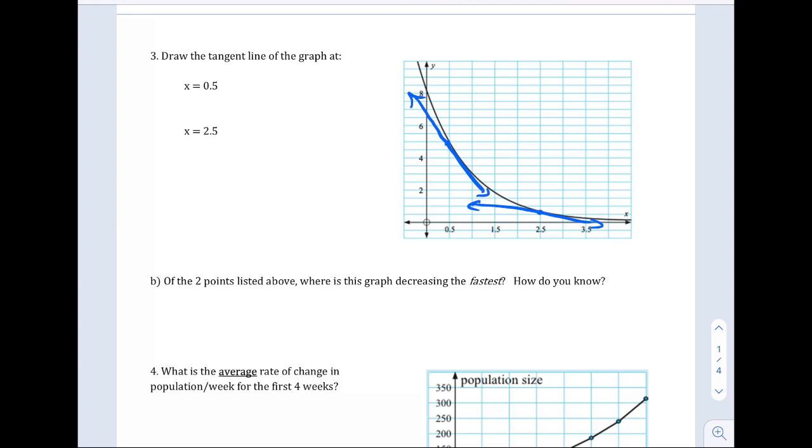So I would say at x is equal to 0.5 is decreasing because it's most steep, fastest. So this spot here is decreasing at a faster rate than this spot here. So it's only asking us to compare those two. So that first one's decreasing faster because it's more of a steep line.